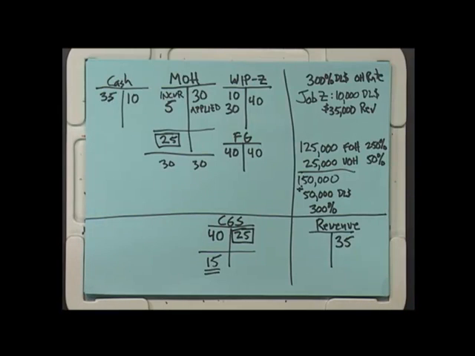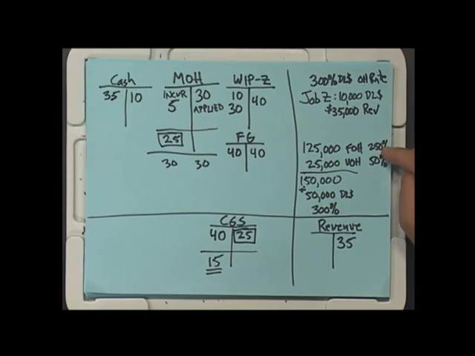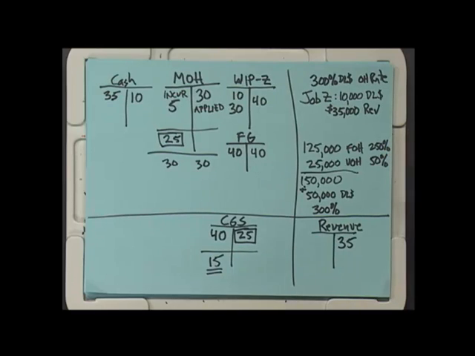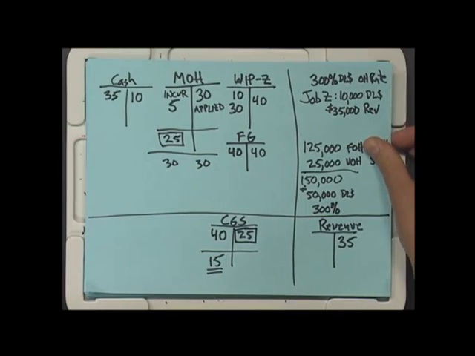Okay, so here's what we're going to do under variable costing. We are not going to create an overhead rate for fixed overhead. Instead, we are going to expense all of our fixed overhead immediately as it's incurred as a period cost.